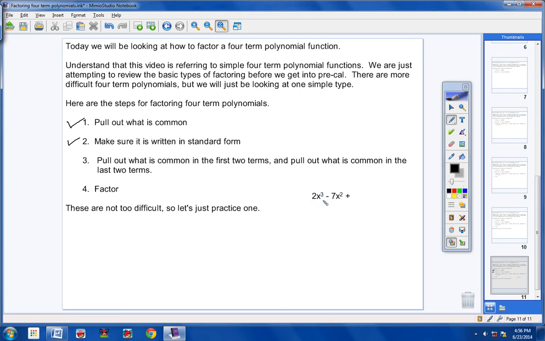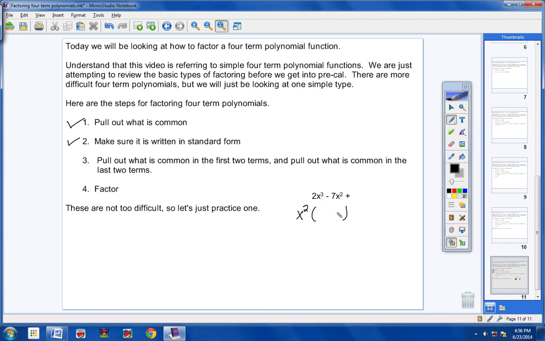Well, I have a 2 and a 7, and nothing goes into 2 and 7 evenly, so I cannot factor any whole numbers out or coefficients. However, notice I have 3 x's here and 2 x's here. Now, there's no way I can pull out 3 x's from both of those terms, but I can factor out 2 x's from both of those terms.